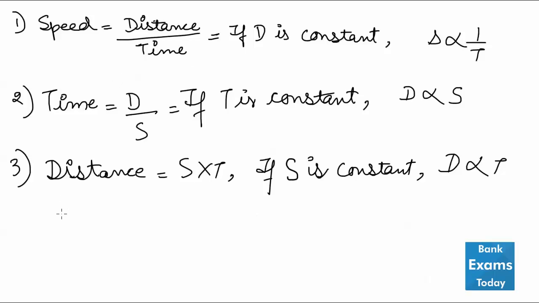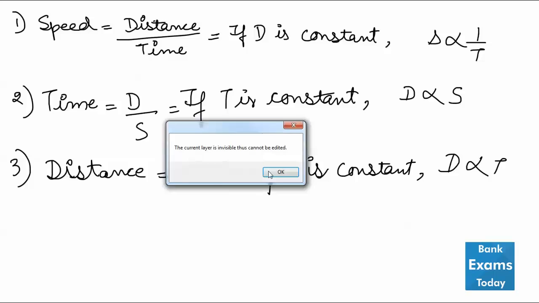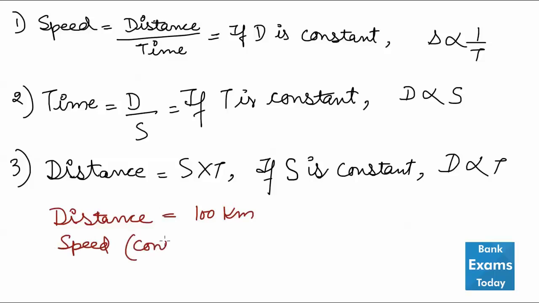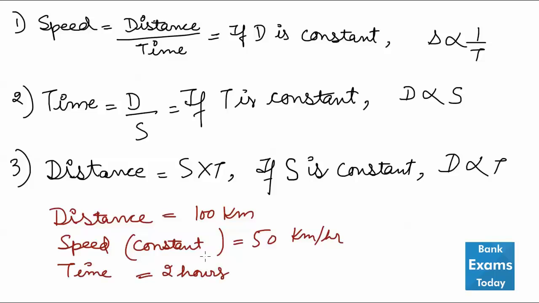To explain these three derivations, let's take an example. Let the distance be equal to 100 kilometers. The speed, and the speed is constant, is 50 kilometers per hour. And the person takes 2 hours to complete the journey. So that's a simple example.